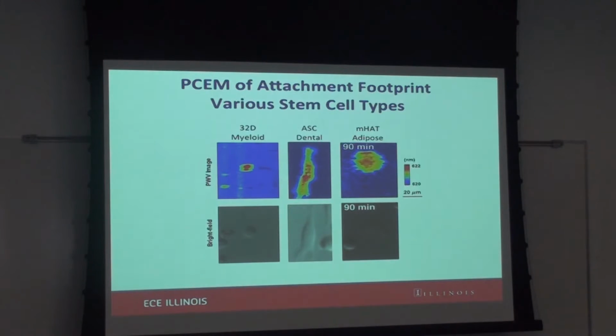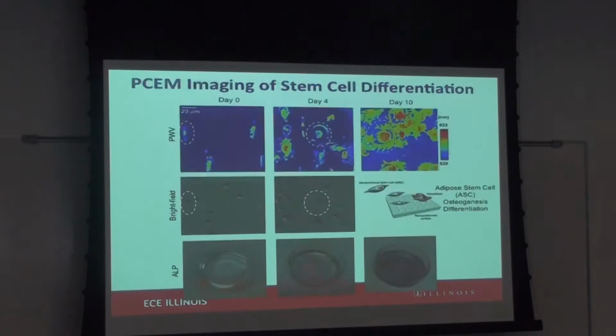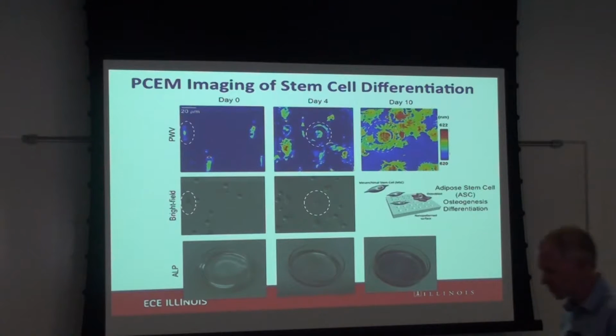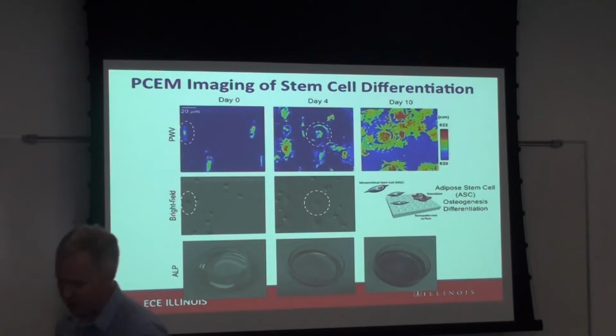Okay, so what we found is that cells have very interesting and distinct cell attachment behavior that we can observe with the system. Here I'm just showing a few different types of cells and their attachment footprint as measured by the photonic crystal microscope, with the color bar representing the wavelength of maximum resonance. And here's an example of one of the things we can do: looking at stem cells differentiating over an extended time period, in this case over 10 days.